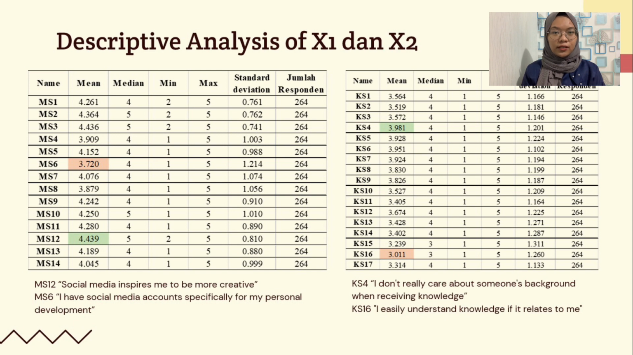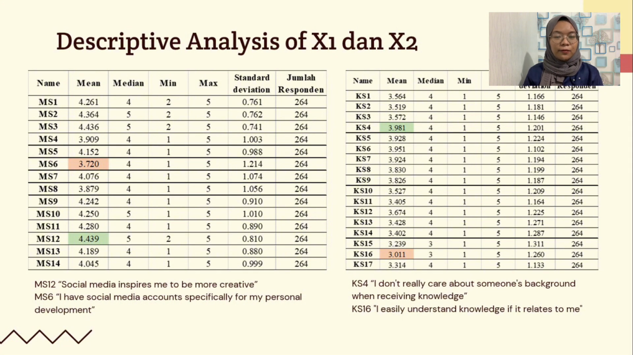Based on the data in the table above, it can be concluded that the largest mean value is found in the MS-12 instrument, with the statement, "Social media inspires me to be more creative," with a score of 4.439. Then, the smallest mean value is found in the MS6 instrument, with the statement, "I have a social media account specifically intended for my personal development," with a score of 3.720.